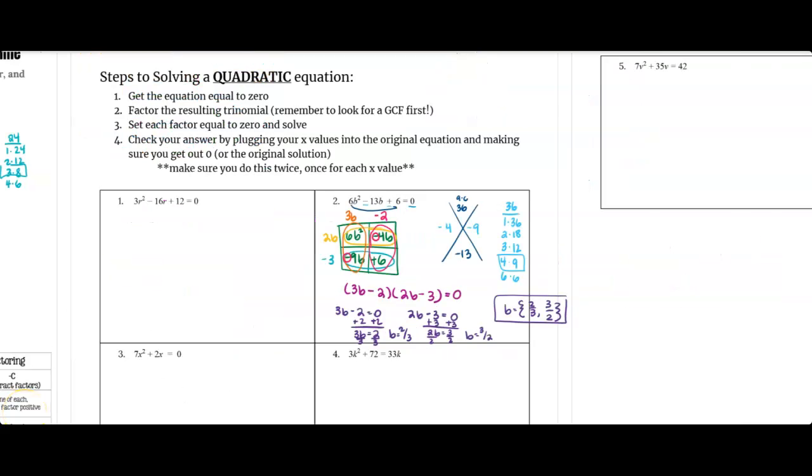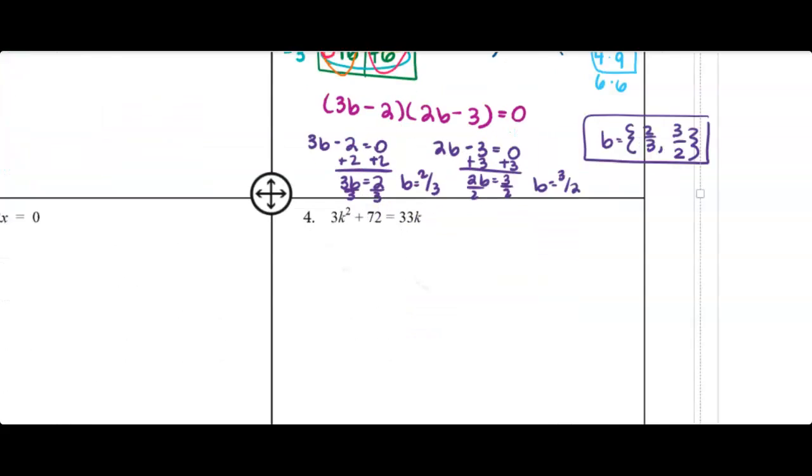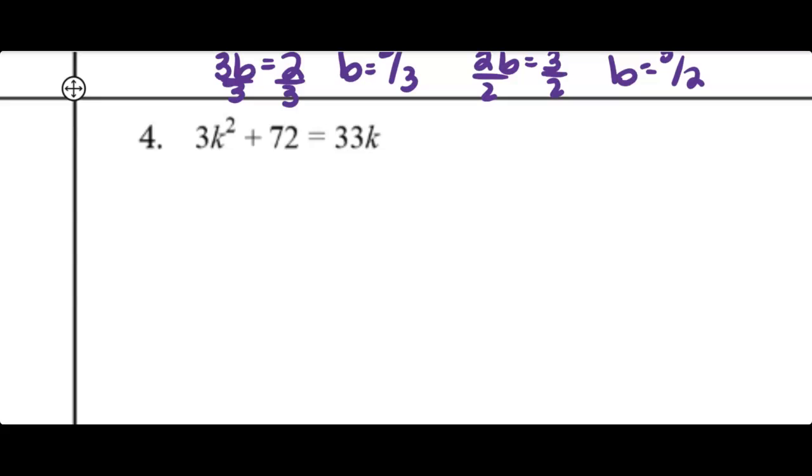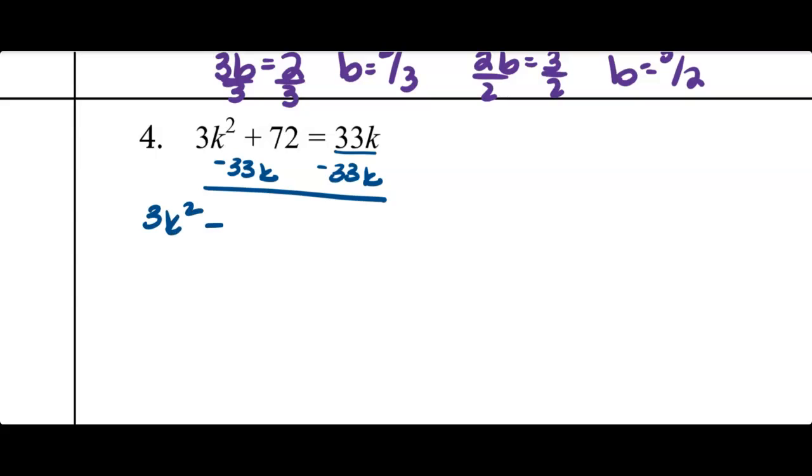So hopefully that helps. If your equation is not equal to 0, you do want to make sure that you get it equal to 0 first. So for example, in number 4, we see that it's not equal to 0, so we want to get rid of that 33k. And we do that by subtracting 33k from both sides to get 3k squared minus 33k plus 72 is equal to 0. You always want to make sure you go k squared, k, no k.